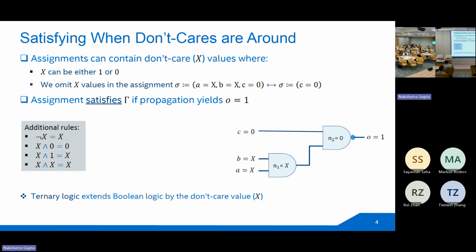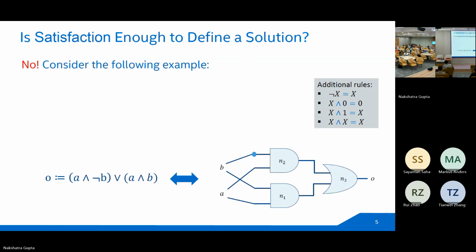So here we have an example of an assignment that satisfies the circuit when the assignment has don't care values. Here the value of gate N1 is don't care, since don't care and don't care is don't care. The value of gate N2 is 0, since 0 and don't care is 0. And the output is evaluated to 1, since it's the negation of gate N2. So this assignment satisfies the circuit.